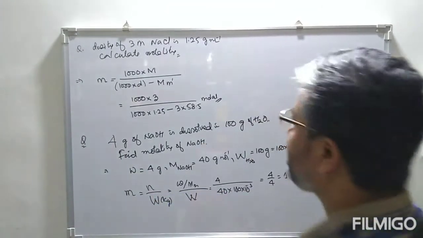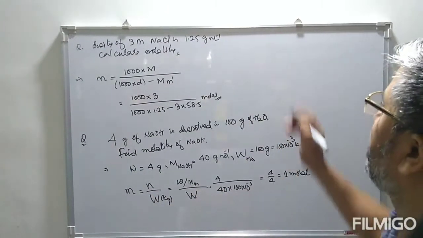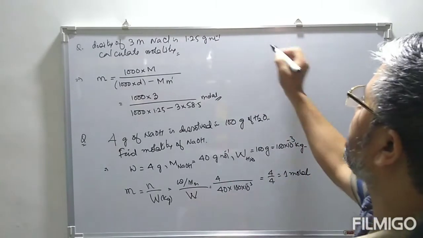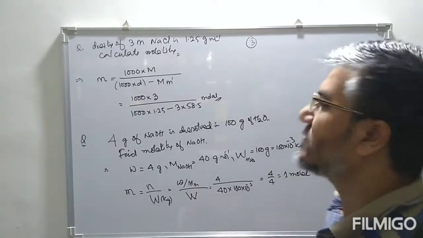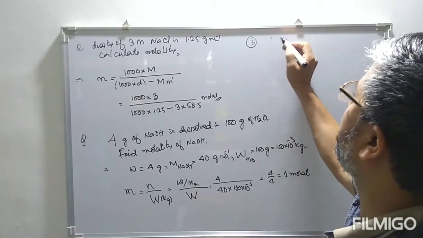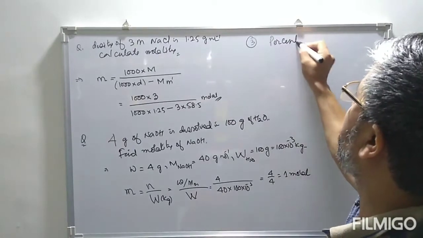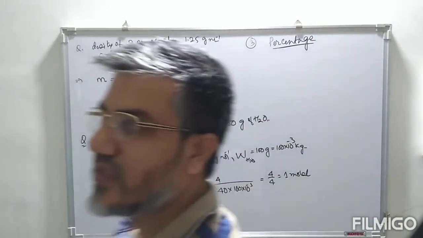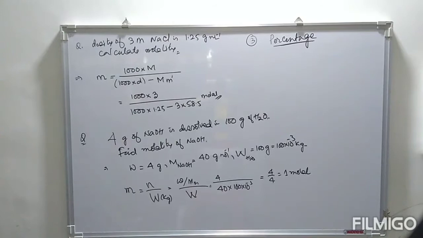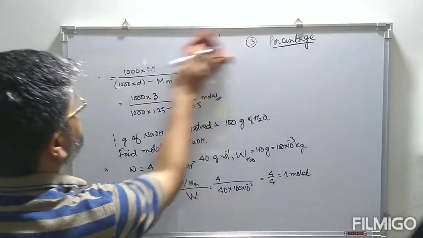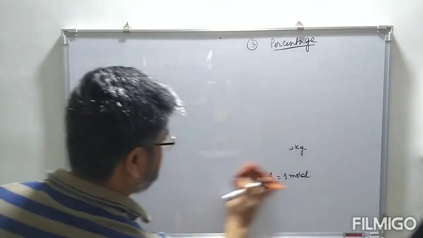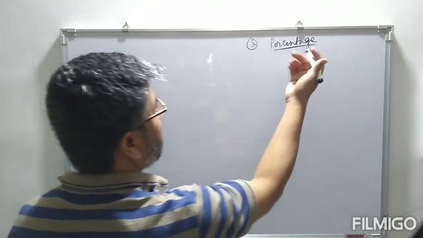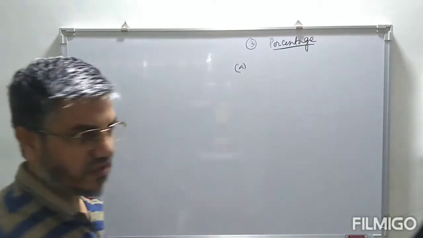Now after this, we have the third concentration term, that is percentage. Concentration expressed in terms of percentage. So now under this percentage, we have different methods to express percentage.